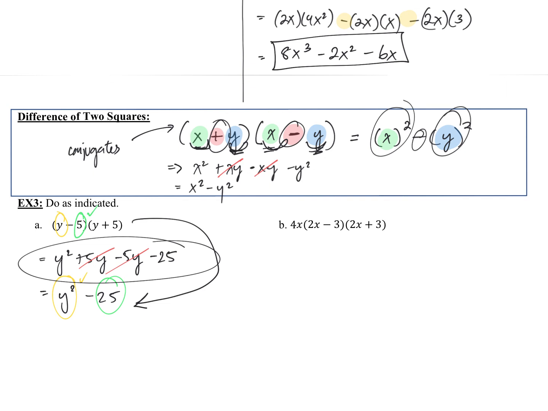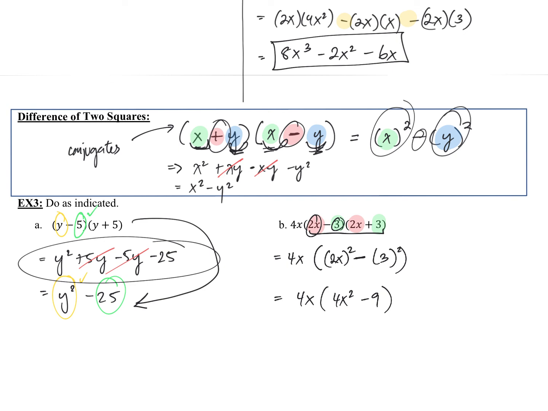Now let's take a look at B. Looking at these two binomials being multiplied by a monomial, what do we notice? Ooh, they are conjugates. So instead of doing the whole FOIL thing, I can just go ahead and do the difference of squares. I'm going to bring down that 4x. We're not multiplying it yet. Let's focus on the two binomials. They're a difference of squares, so we'll take the first term and square it. So that'll be 2x squared. Minus, and I'll take the last term and square it. So 3 squared. And what do I get? I have 4x times 4x squared minus 9.